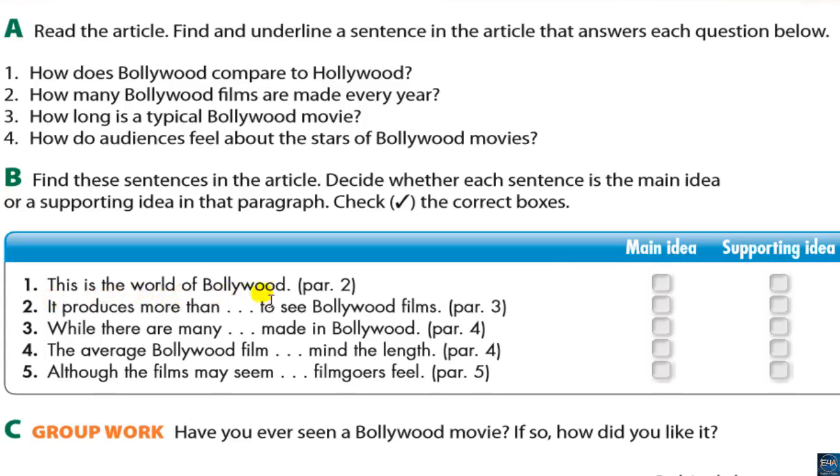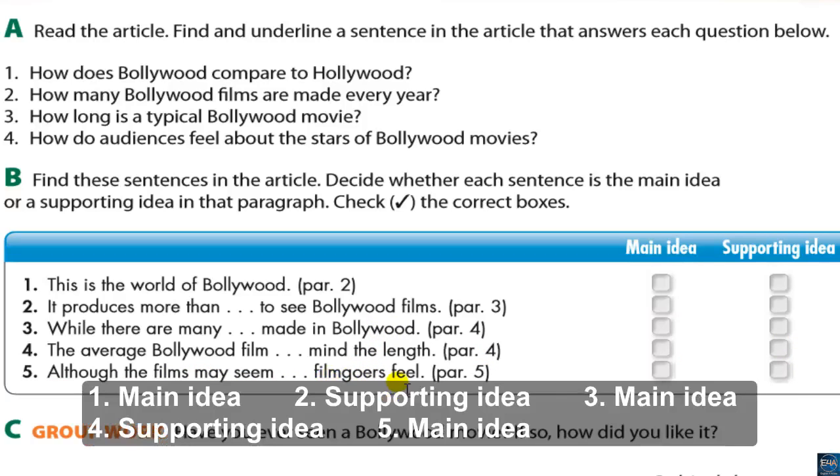So on. This is the world of Bollywood, paragraph 2. So of course this is main idea. This is the world of Bollywood. Main idea. 2. It produces more than 1,100 Bollywood films. Paragraph 3. So, this is of course supporting idea. Number 2, supporting idea. 3. While there are many types of films, the most popular are made in Bollywood. Paragraph 4. Main idea. 4. The average Bollywood film runs about 3 hours, but audiences don't mind the length. In paragraph number 4, this is of course supporting idea. 5. Although the films may seem exaggerated, that's not how film goers feel. Main idea.